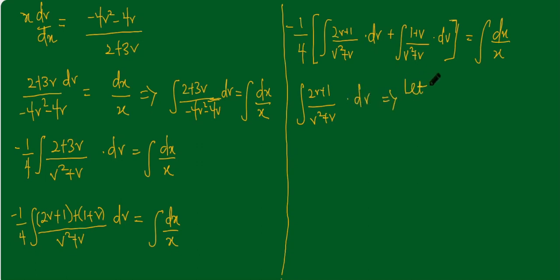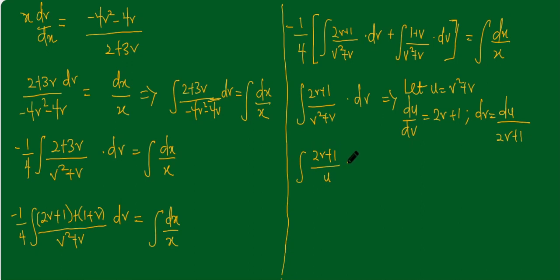So we can let u be equal to v squared plus v, such that du/dv is equal to 2v plus 1, and hence dv is equal to du divided by (2v plus 1). So we can now substitute this back, and we have (2v plus 1) divided by u, multiplied by du divided by (2v plus 1). And we have our integral become the integral of du all over u, and this gives us ln u.